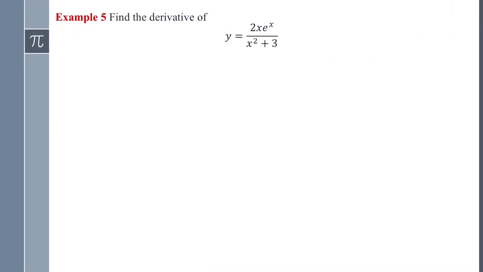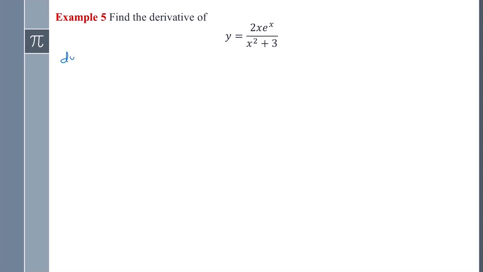Now let's look at this final problem where we have a combination of the quotient rule and the product rule. So now here we have the quotient, so numerator and denominator. The first thing that we are going to do here is to use the quotient rule. So I'm going to write it this way.